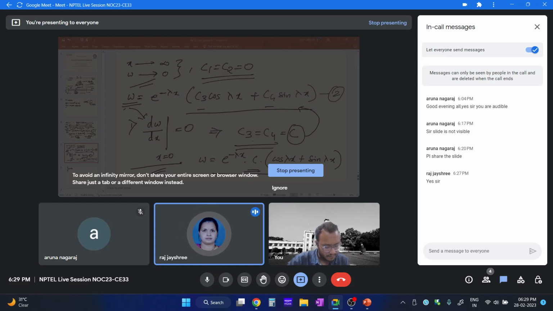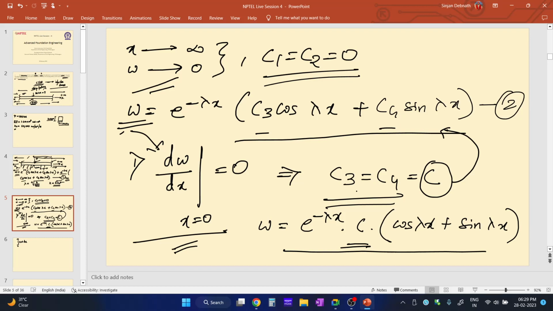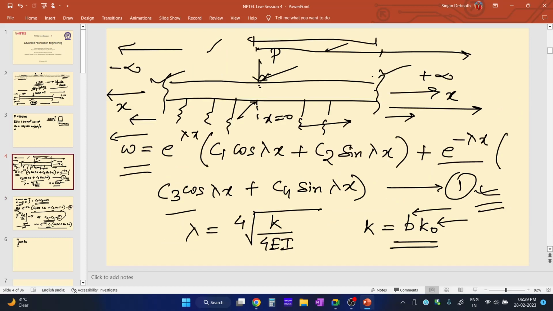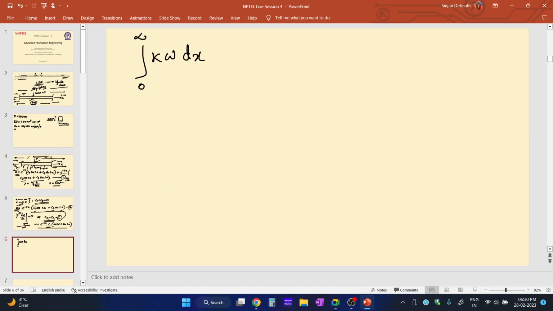How is dw by dx 0 at x equal to 0? See, the load is acting over here, right? If you plot the deflection curve like this, the slope of the tangent over here will be like this. If this is the beam, suppose this will be the deflection. If we draw a tangent, it will be like this. And what will be the slope of this tangent? It will be 0, right?